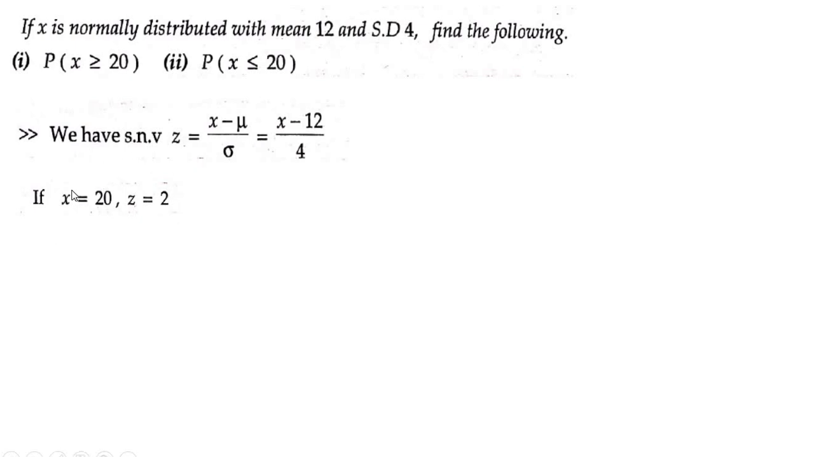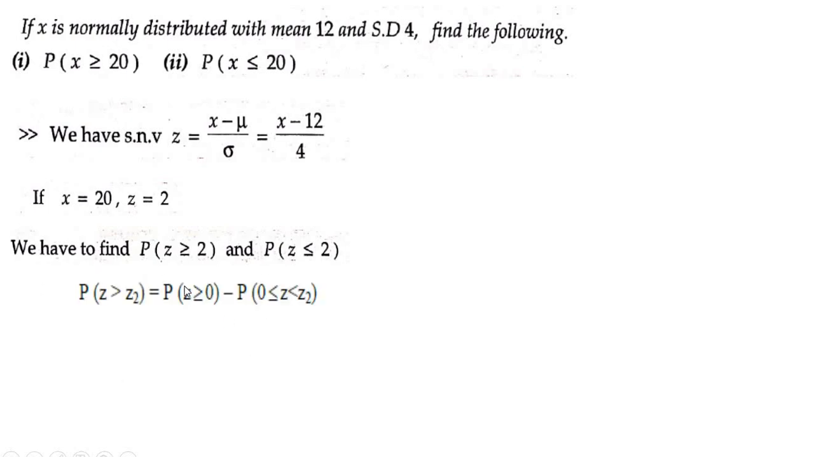When you substitute x is equal to 20, you get z is equal to 20 minus 12 divided by 4. 20 minus 12 is 8, and 8 divided by 4 is 2. So for x is equal to 20, you get z is equal to 2. So just replace: for the first one it is P of z greater than or equal to 2, and for the second one it is P of z less than or equal to 2.